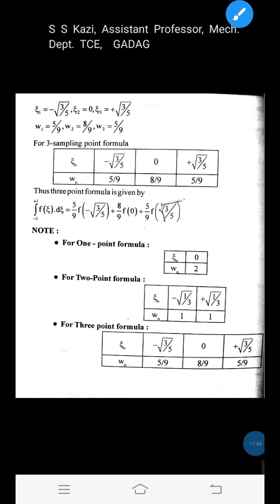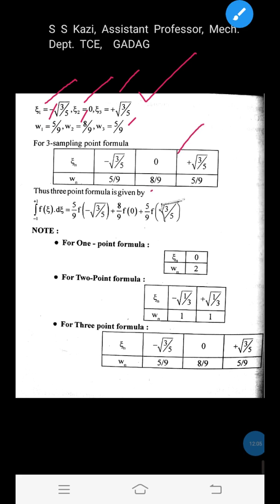Now, using the 3-point formula, we got 3 sampling points. Zeta 1 is minus square root of 3 by 5, zeta 2 is 0, zeta 3 is plus square root of 3 by 5, and W1 is 5 by 9, W2 is 8 by 9, W3 is 5 by 9. Okay.